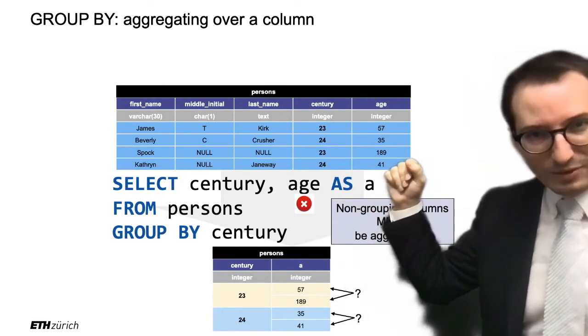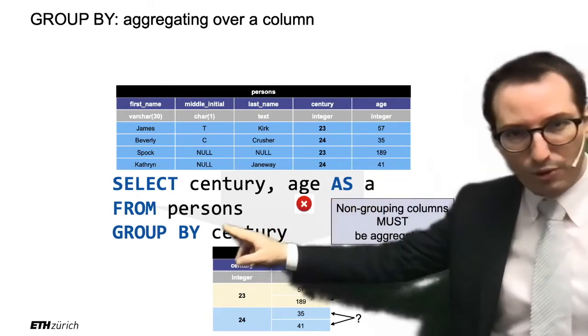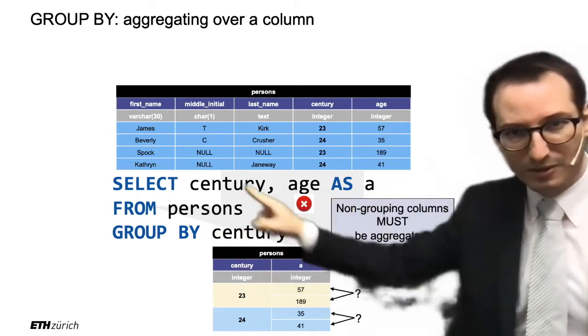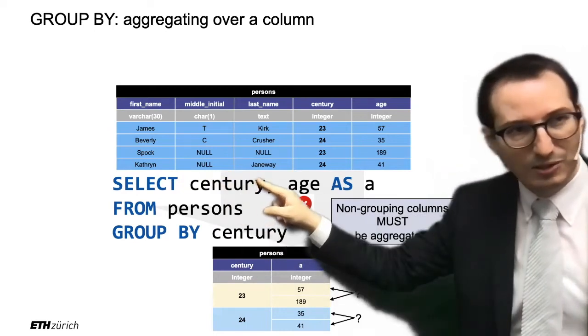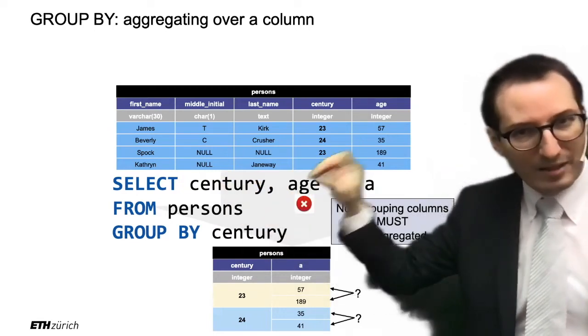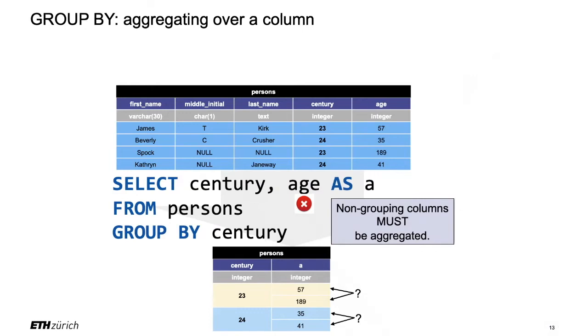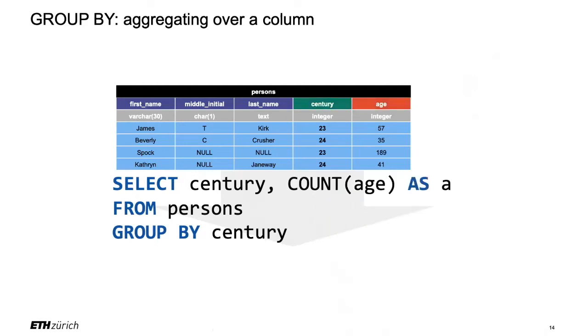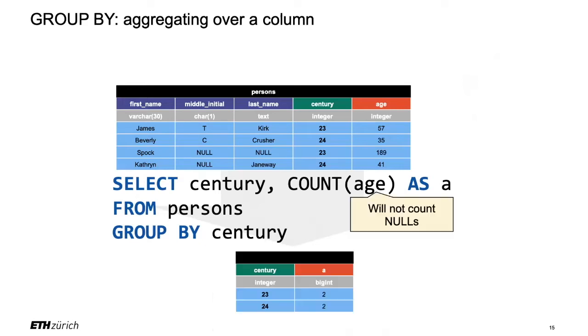So the rule here is the grouping keys that you have here, you can repeat as is in your projection, but do not ever, ever, ever put a non-grouping column on its own without aggregation, never. You need an aggregation for the non-grouping column. So in that case, we count, and then we get 2 and 2.